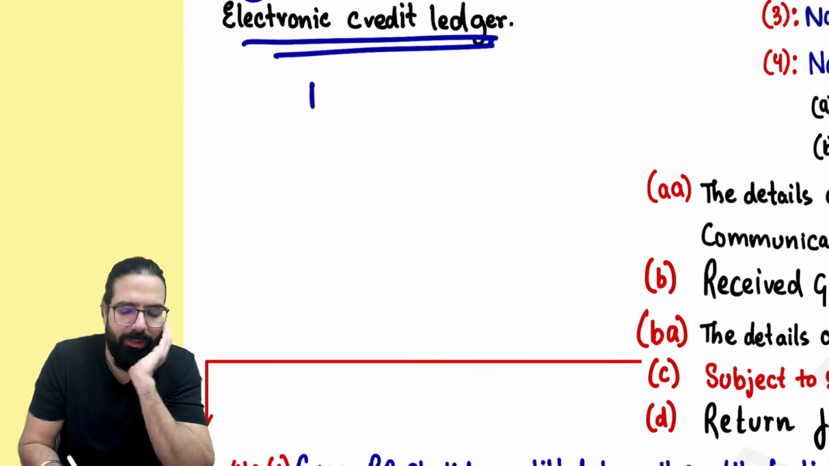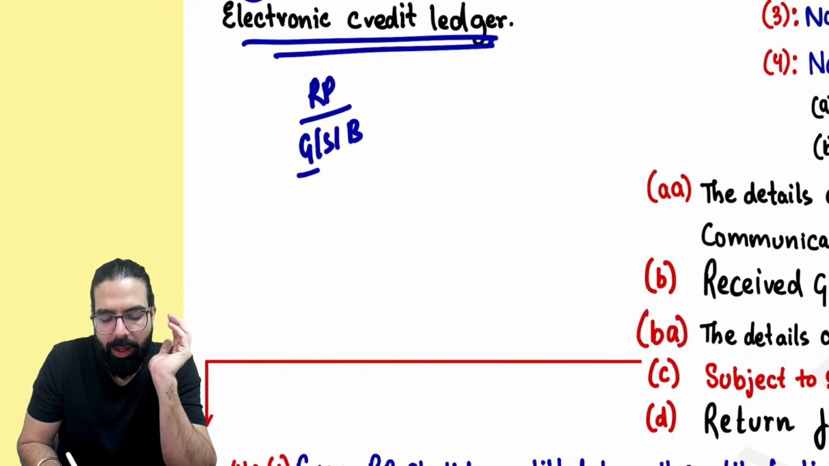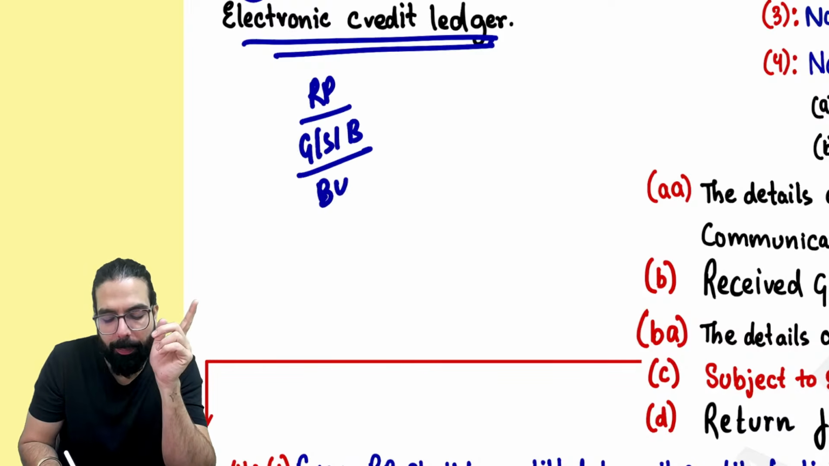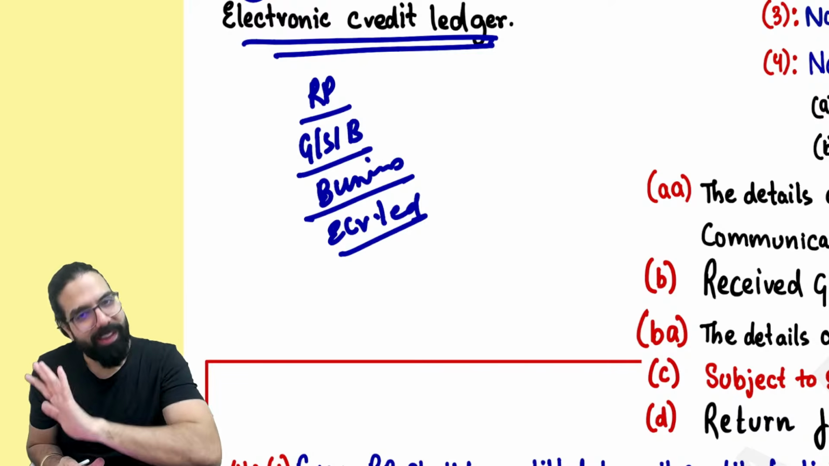So, sir, who is eligible? Registered person. Of what is he eligible? Goods, services, or both which he buys. Which he buys for his personal purpose or business purpose? Business purpose. And the credit comes to his e-credit ledger. Section number 16.1 is done.